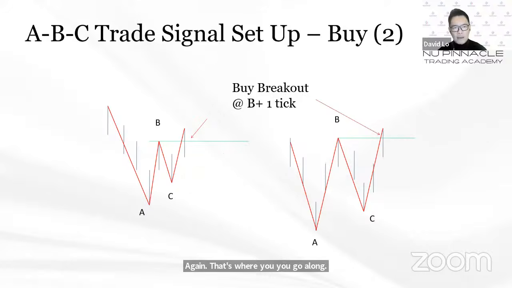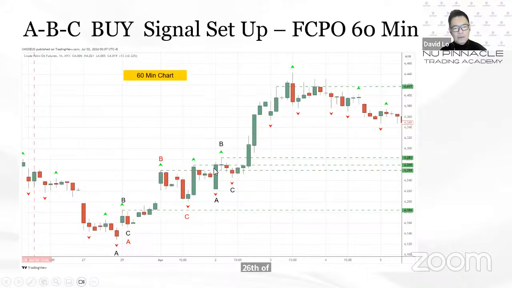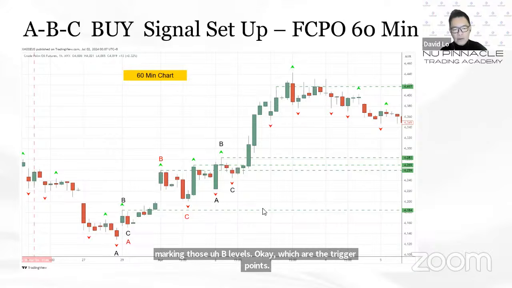How does a sell setup look like? Okay, before that, we have examples. This is the ABC buy signals from the 26th of March this year, and this is an hourly chart. So from this period of 26 March until 5th of April, here are some of the ABCs that I identified for you. There may be some other ABCs that I didn't identify, but for this particular example, I'm only showing you the buy signals. I'm marking those B levels, which are the trigger points, in a dotted green horizontal ray.